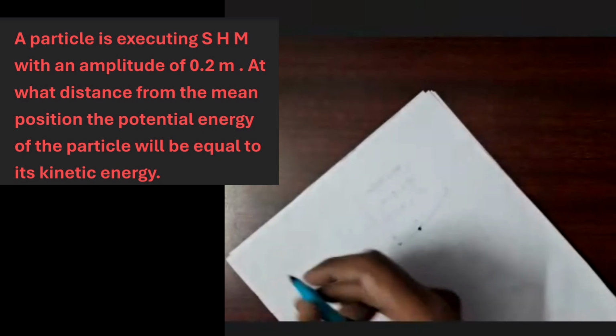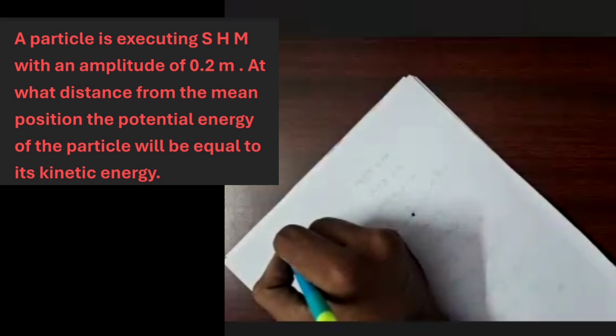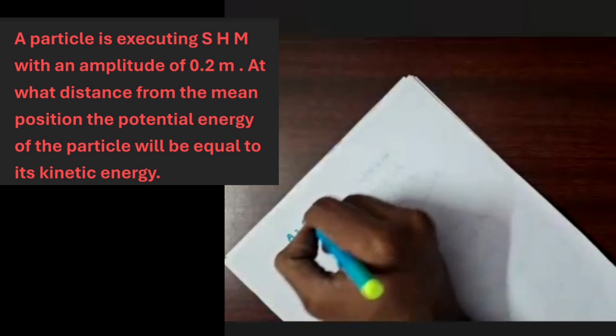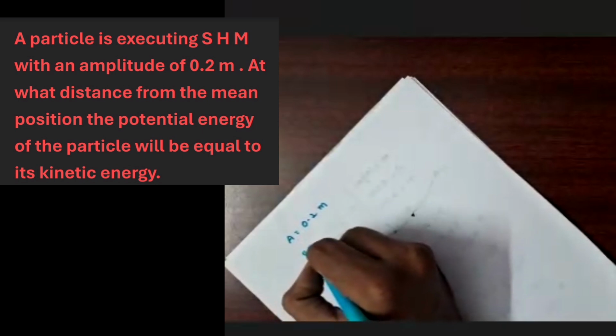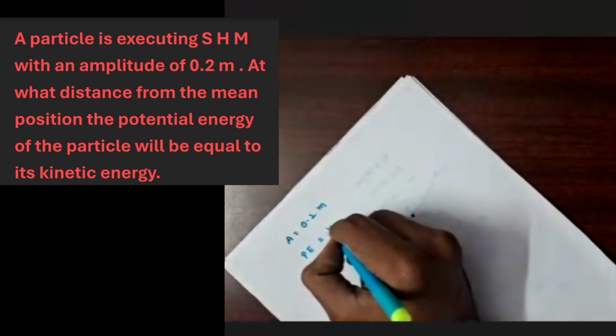A particle is executing S.H.M with an amplitude of 0.2 meter, A is equal to 0.2 meter. At what distance from the mean position is the potential energy of the particle equal to its kinetic energy? PE is equal to KE. So from the mean position, at what distance is PE equal to KE? Here we need to calculate the y value.